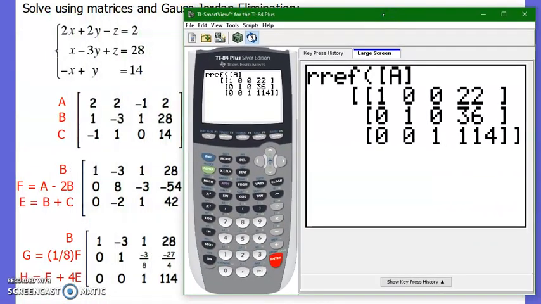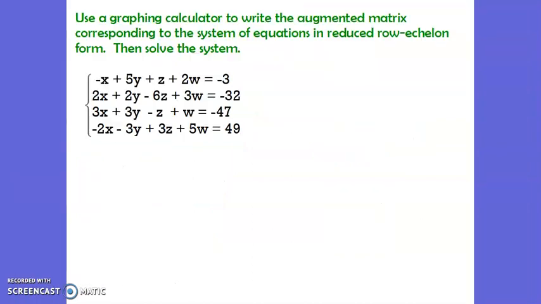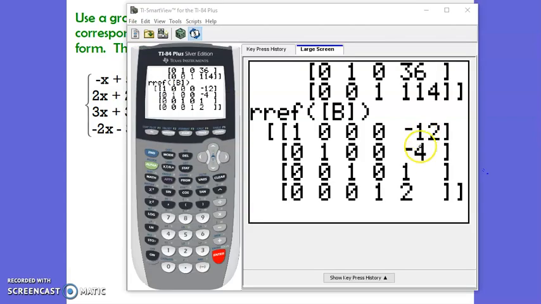Feel free to try that with the matrix on our next screen. Even though it's a really big matrix, it'll work. And there's our answer for us. X, Y, Z, and W, we've got our numbers. Good luck and happy matrices.